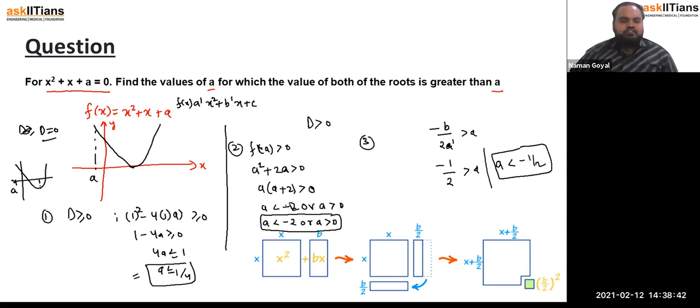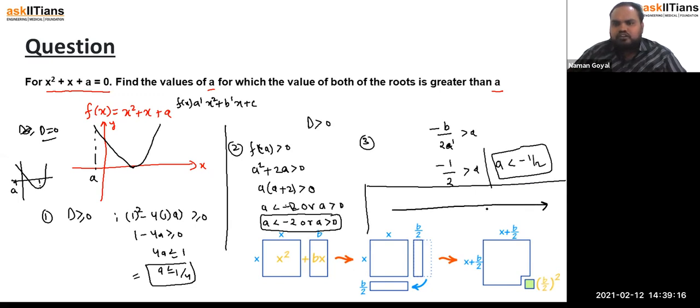So in first case, what we get? a should be less than or equal to 1 upon 4. In second case, what we get? a should be less than minus 2, or a should be greater than 0. And in third case, what we get? a should be less than minus 1 by 2. So the final value of a is what? We have to satisfy all the conditions: first condition as well as second and as well as third. So what we have to do? We have to take the intersection of these three cases. So let me show you how we take intersection. First of all, we have to draw all these cases on a number line. First is what? 1 by 4.